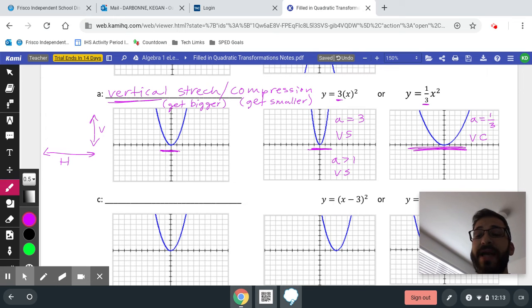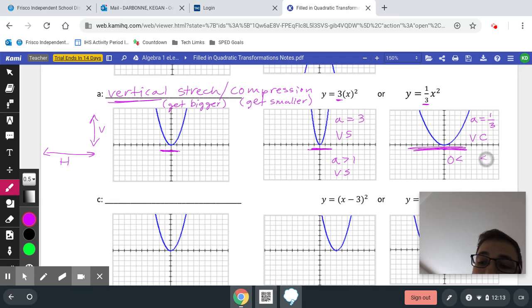So once again, just to kind of recap over everything, vertical stretch is going to be A values that are greater than 1. So 3, 7, 15, 1.5, anything greater than 1. Vertical compression is going to be A values that are fractions. So specifically, it's going to be A values that are in between 0 and 1 that cause that vertical compression. Okay.